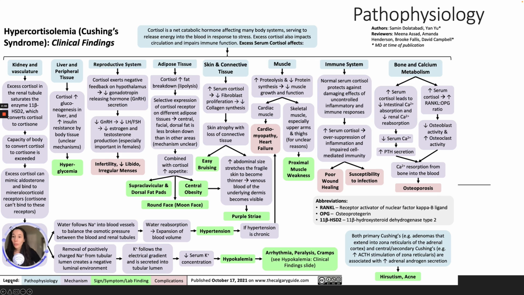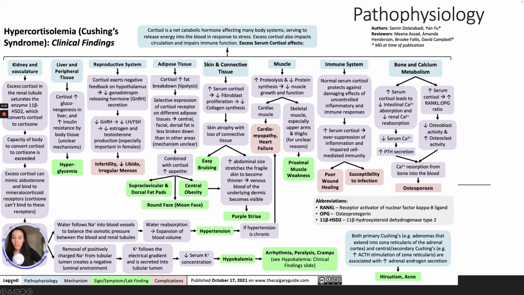And the purple, I'm not going to read through all of these because there's just a lot, are all the mechanisms of how it affects those different systems. You really don't need to memorize all of this, but it would be important to memorize the green and red. So we're going to just talk about those.